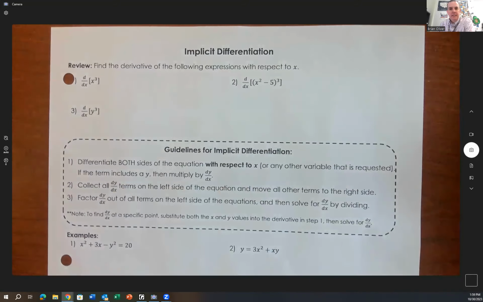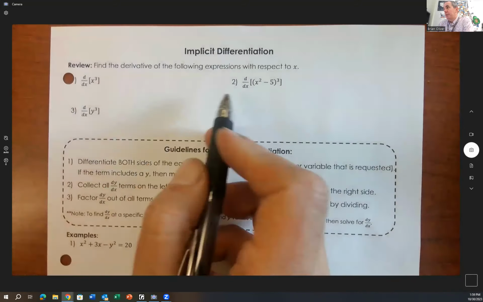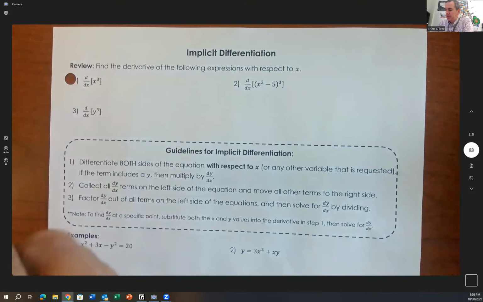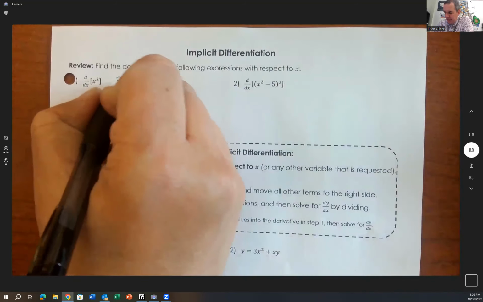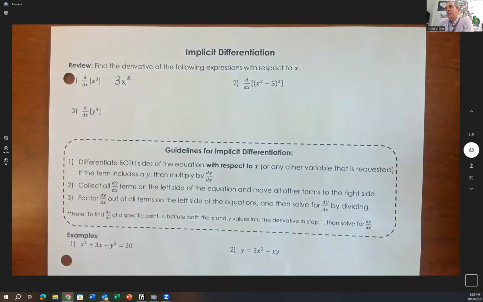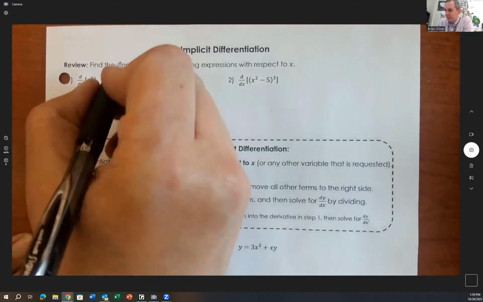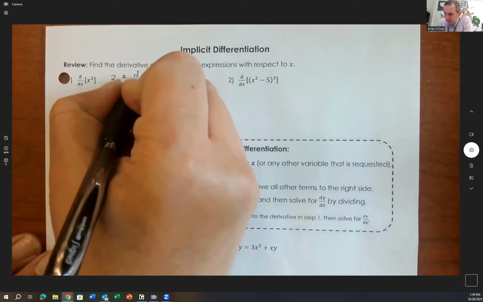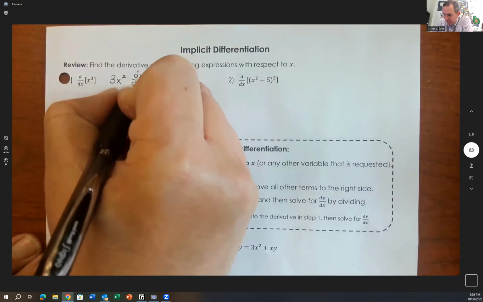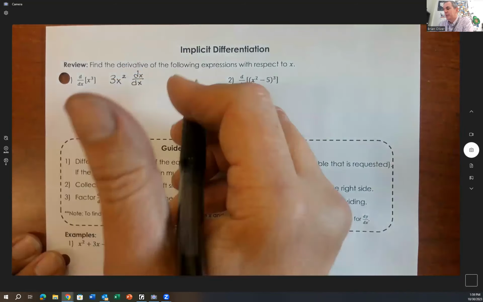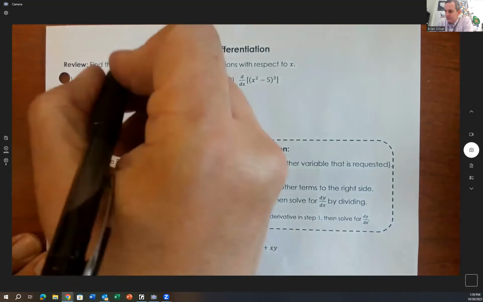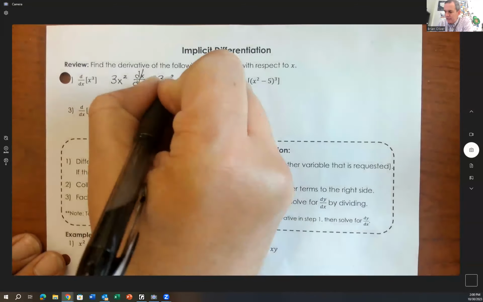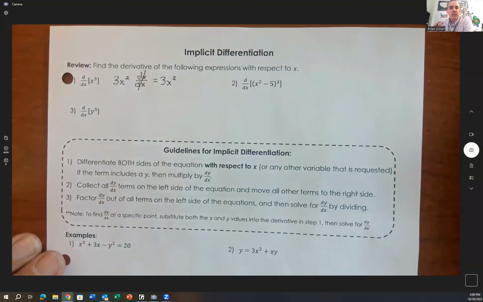If we take a look at these, take the derivative of the following with respect to x, which is pretty much what we did. The derivative with respect to x of x cubed, we use the power rule, 3x squared. Now I'm going to tell you that we took the derivative with respect to x, so we actually took the derivative of x with respect to x. But a number divided by itself, we divide that out. This is just going to be 3x squared. We never really talked about that, but that's really what we're doing, and that's the foundation of implicit differentiation.